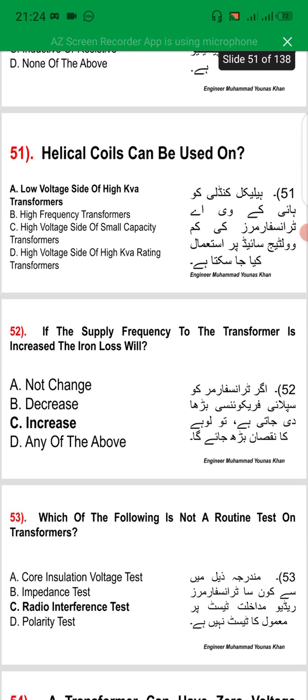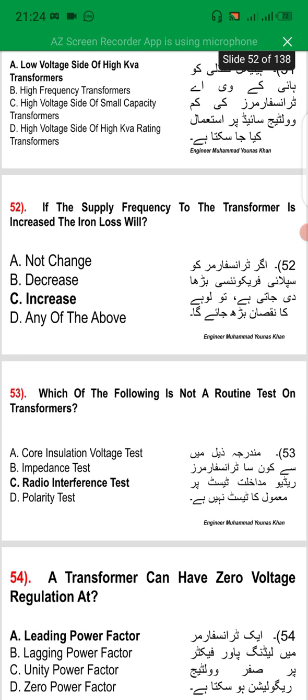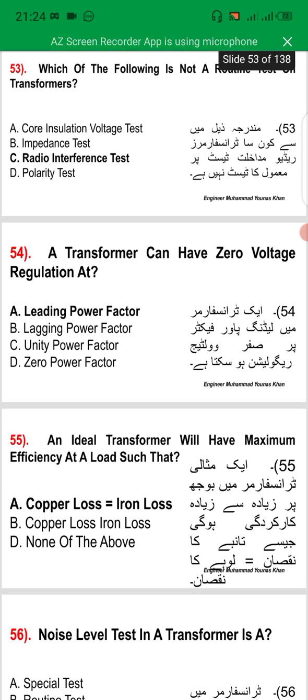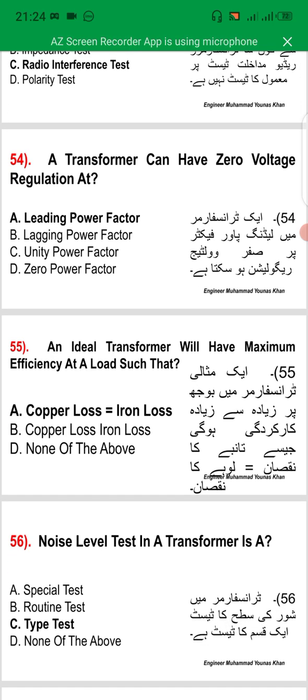If the supply frequency to the transformer is increased, the iron loss will increase. Which of the following is not a routine test on transformer? Radio interference test. A transformer can have zero voltage regulation at leading power factor. An ideal transformer will have maximum efficiency at a load such that copper loss is equal to iron loss.